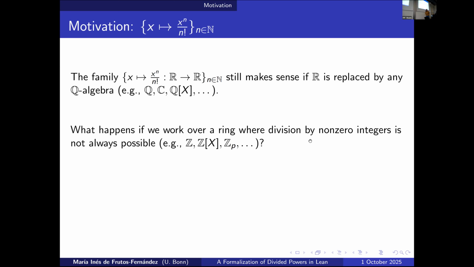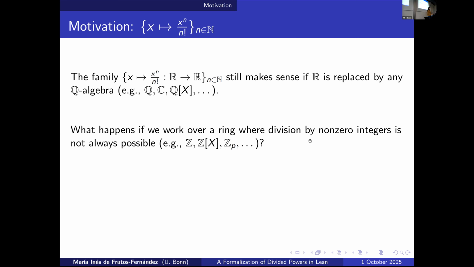But you might be in a situation where you are not always able to divide by non-zero integers, right? Like if you are working over the ring of integers, for example, in general, this x to the n over n factorial is going to be a rational number. It's not going to be an integer. And the same thing will happen if you take other rings, like, for example, the ring of p-adic integers. So this might complicate a little bit the question of trying to understand the exponential map, for example, in these situations.